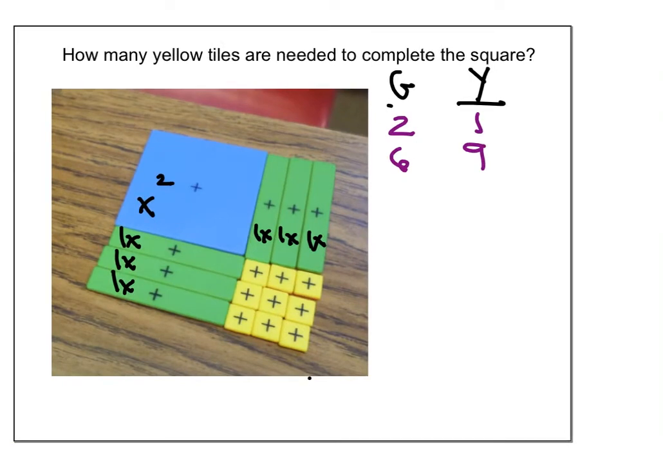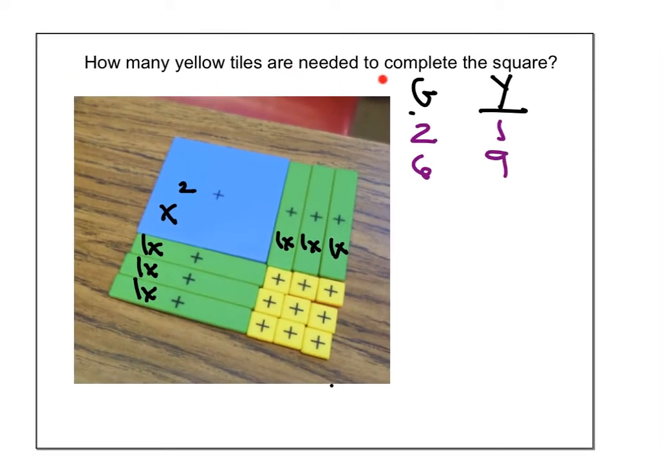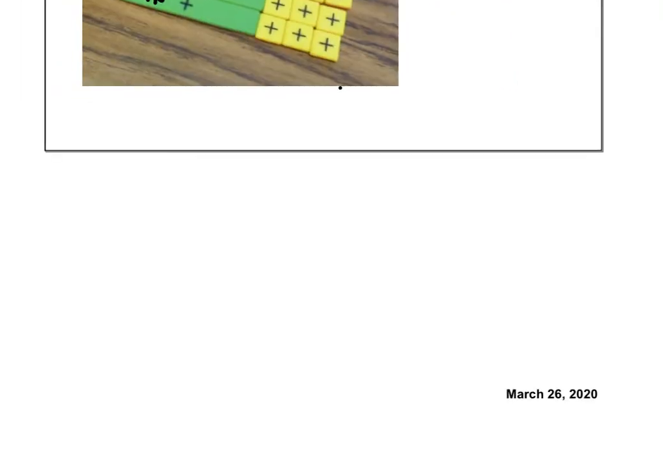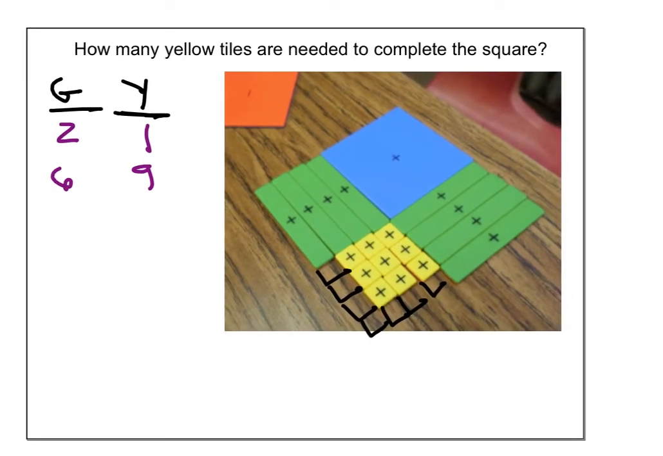Let's look at this next example. How many yellow tiles are needed to complete the square? Well, here is a full square. And it looks like we had 1, 2, 3, 4, 5, 6 green tiles and needed 1, 2, 3, 4, 5, 6, 7, 8, 9 yellow tiles. Let's look at one more. How many yellow tiles are needed to complete the square? Well, this square, I don't even have all the yellow tiles written here, but let's take a look. For this example, it looks like we had 8 green tiles and we need 16 yellow tiles in order to complete the square.